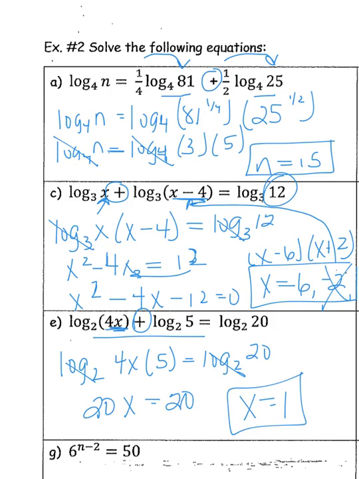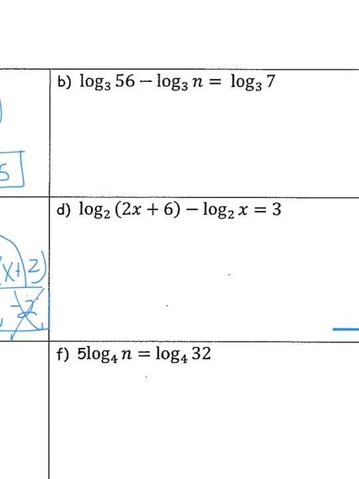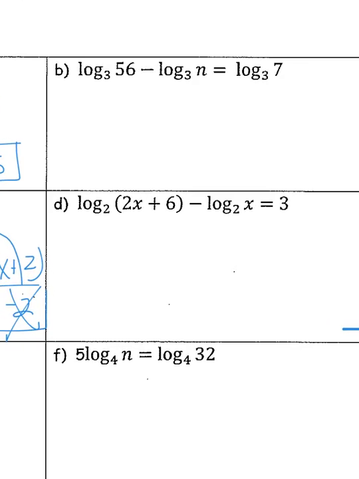Now we're going to go back up to the top and we're going to go to letter B. So we're going to start with letter B, and if you notice here, there are no powers, but there's a minus sign. So if you remember, minus means to divide. So we're going to combine these two with a fraction bar. So log the base 3. 56 is first, so it goes on top over n equals log the base 3 of 7.